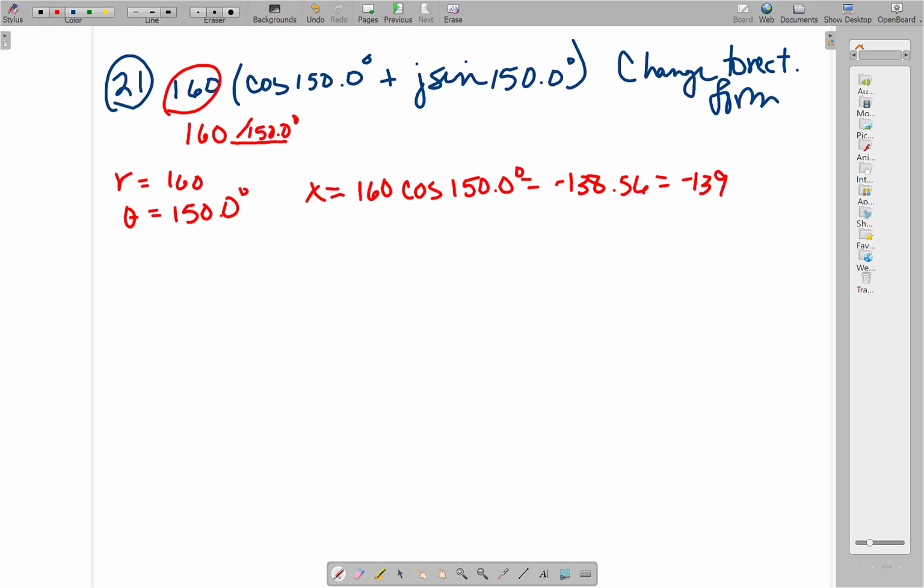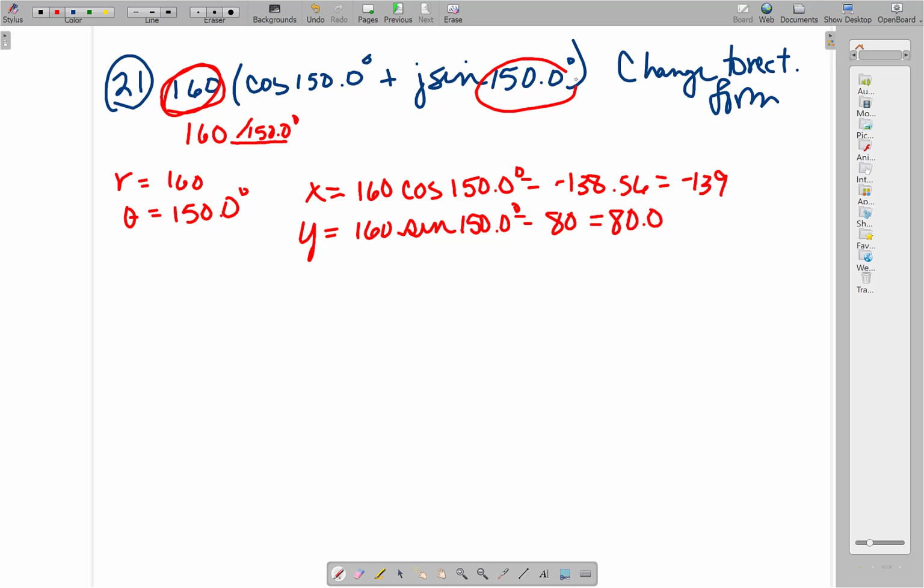Your book rounds it to the nearest whole, I believe, because this is to the nearest whole. So we have negative 139. For y, we have 160 times the sine of 150.0 degrees, and that's going to equal 80. Again, we write that as 80.0 because this is rounded to the nearest tenth. I believe they seem to change the rules for each problem, but we'll deal with that on the test as well. You might end up getting some things wrong, but remember that I'll go back in and change them to count them as right, because they seem to be all over the place with how to round.